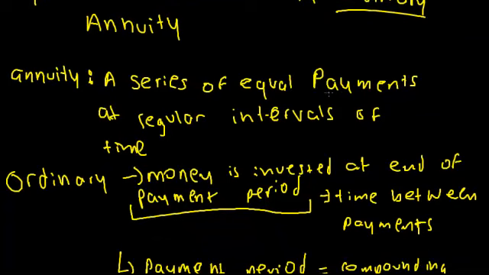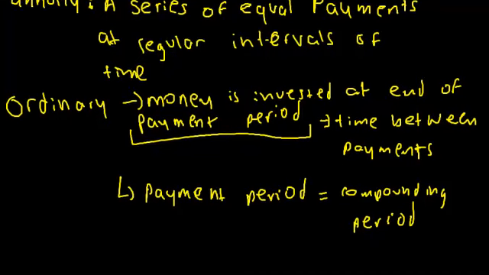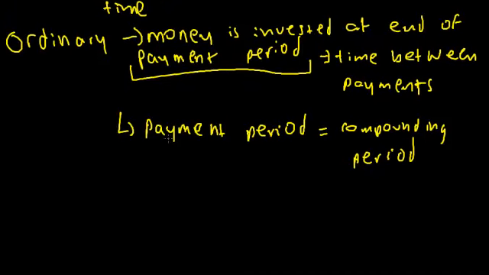An annuity is a series of equal payments at regular intervals of time. So say you keep investing $1,000 every year for 10 years. That's an annuity, and it's compounded. Ordinary refers to the fact that the money is invested at the end of every payment period, which is the time between payments, the regular intervals. And we generally assume the payment period is equal to the compounding period. So if you're paying every 6 months, it's compounded every 6 months. And the compounding period is referring to the interest that you earn.